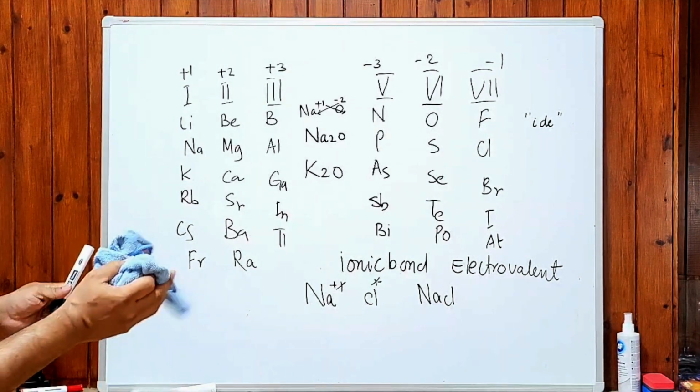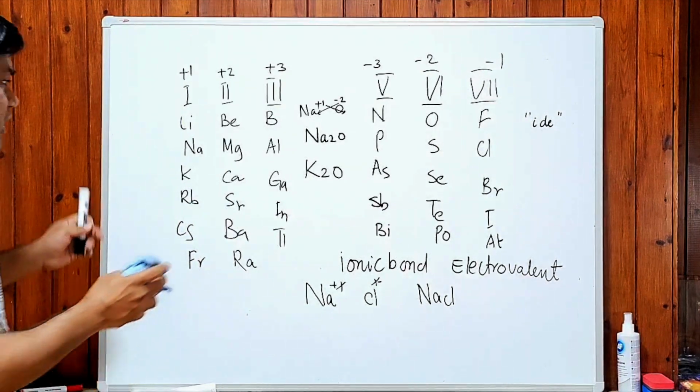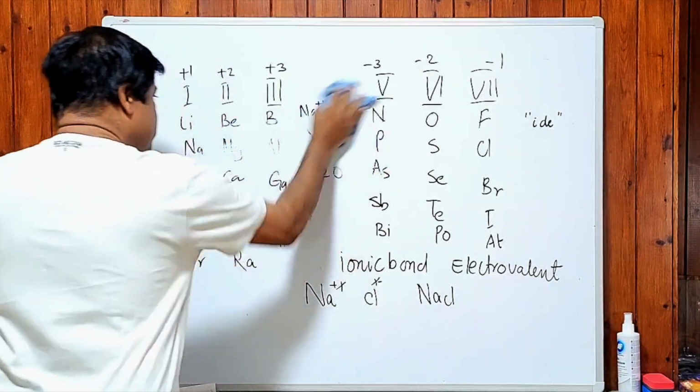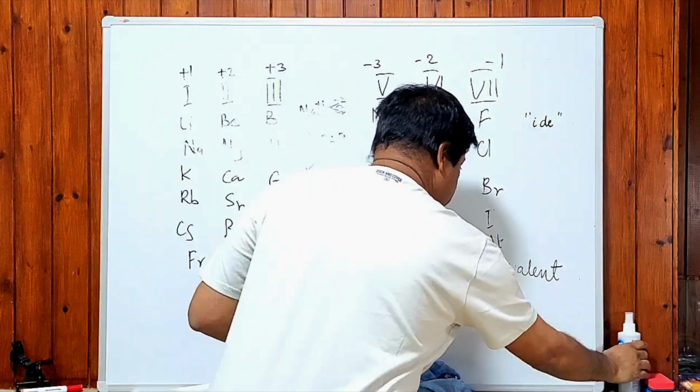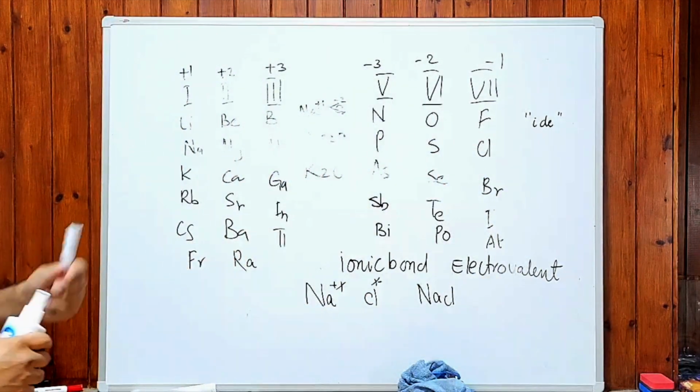If you don't mind, can I rub this? Yeah. Now we will do some more examples. I want to rub this because I don't have space. Quickly, I want to rub this. Do you want to try?